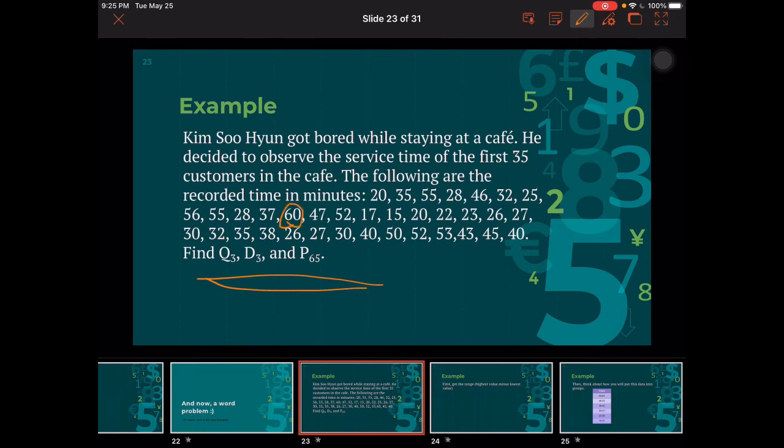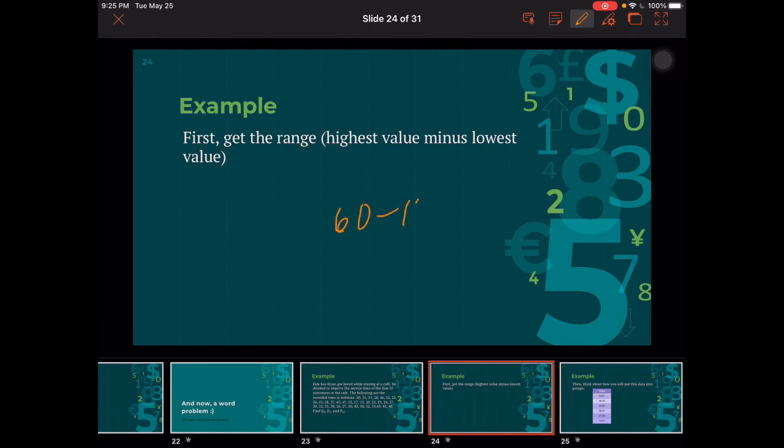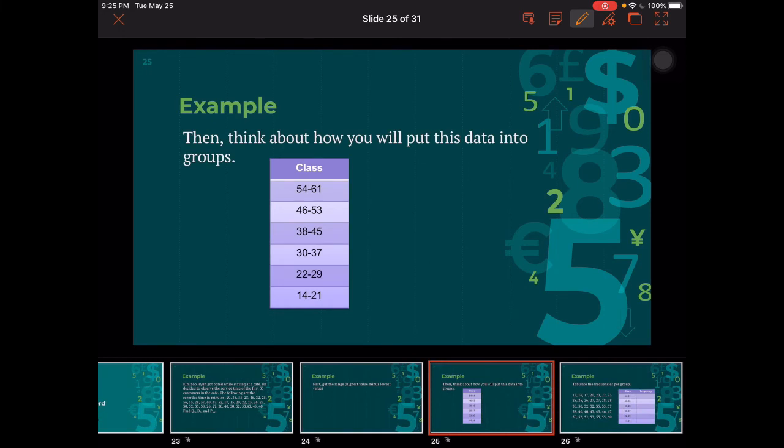Ang highest value po natin ay 60, ang lowest value natin ay 15. So, if we're going to subtract that, you will get a value of 45. 45 is actually a bit big. So, we will need to use an interval bigger than 5. So, I would suggest ang interval na gagawin natin ay 8. Okay? So, paano ba natin gagawin itong group data na ito? You will create your classes or your groups.